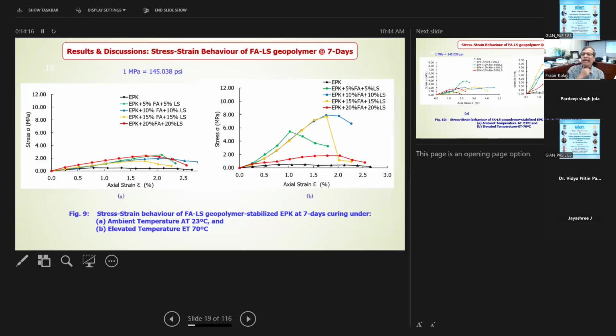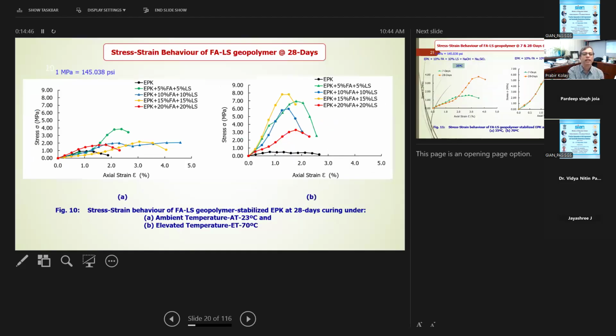So the problem is in real life and practical applications, how we're going to increase the temperature at the site. So that's why we tried both methods and see what is happening. How much is the strength increase with temperature increase, and then how much is the ambient situation. So this is for EPK clay with fly ash and lime sludge. This result is basically with fly ash and lime sludge combined.